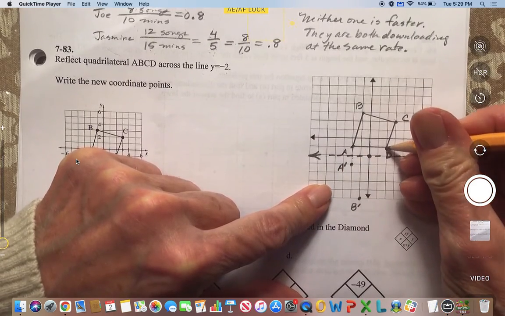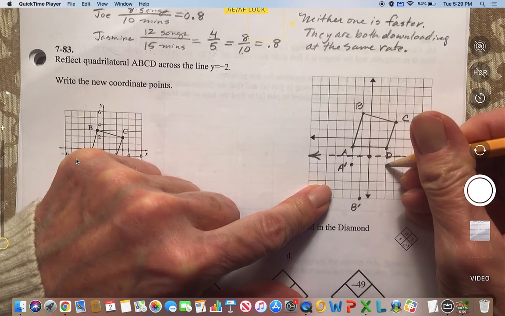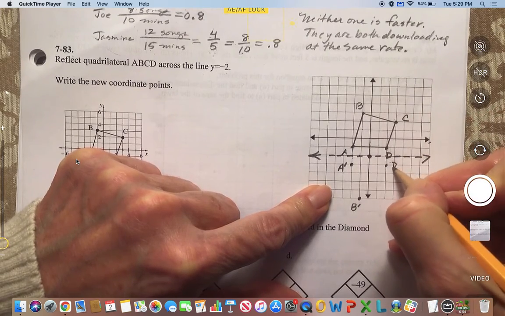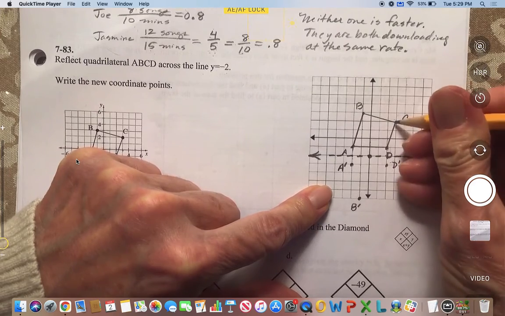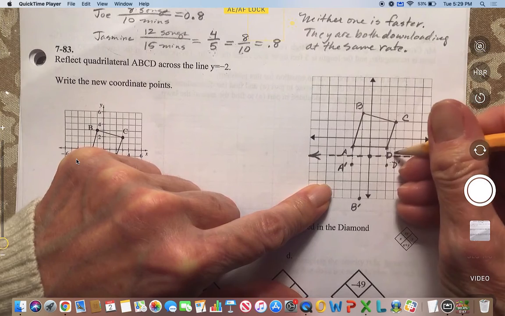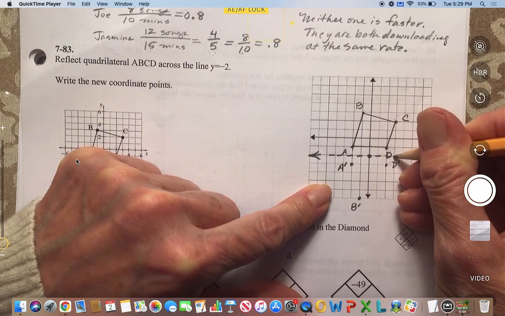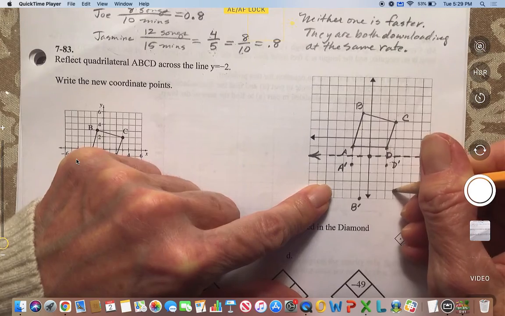Okay, now I'm going to look at D. That's 1 unit away from the line of reflection. So going in the opposite direction, we've got D prime right there. And then C prime is 1, 2, 3, 4 away from the line of reflection. So going the opposite way, 1, 2, 3, 4. It's right here.